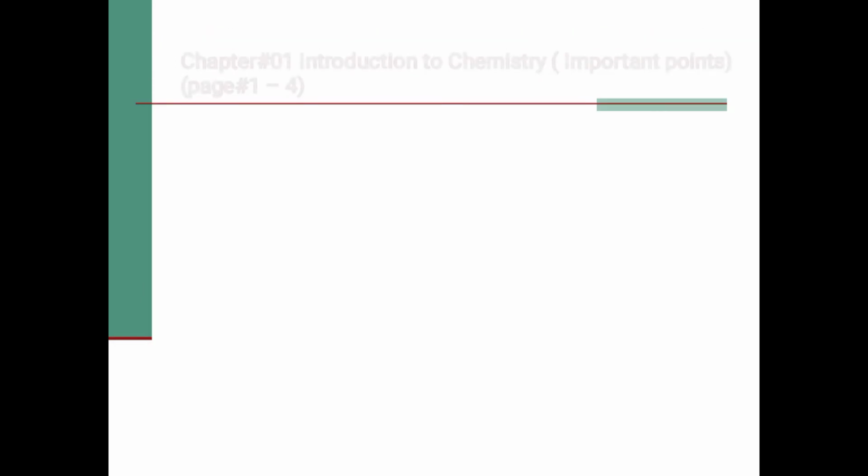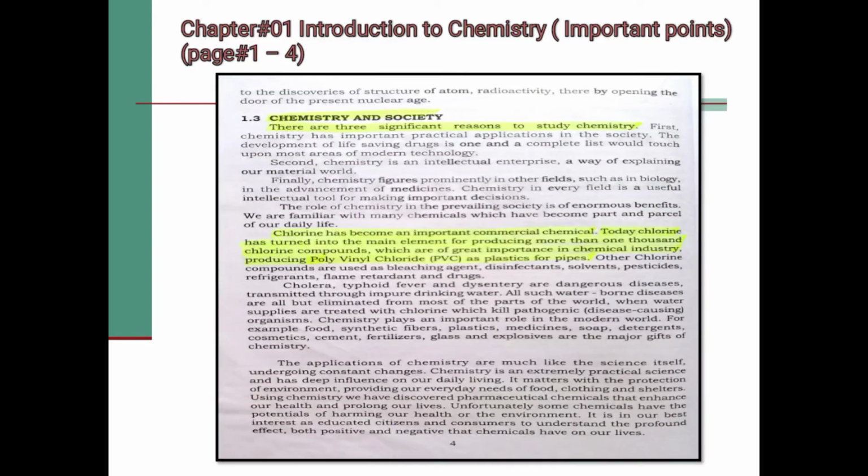Now move on to the next page, that is page number 4. Students, if you look here, this is the topic chemistry and society, and paras number 1, 2 and 3 are also present in your copy, so you have to highlight the para that I am highlighting in my book as well. It doesn't mean that you have to prepare these lines only. You have to prepare the whole topic. I hope it is clear. Kindly highlight it in your copy. Okay, that's good.